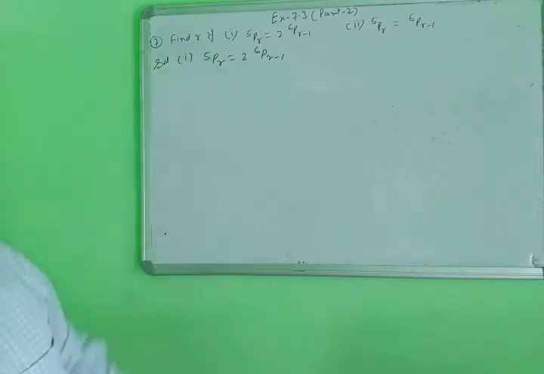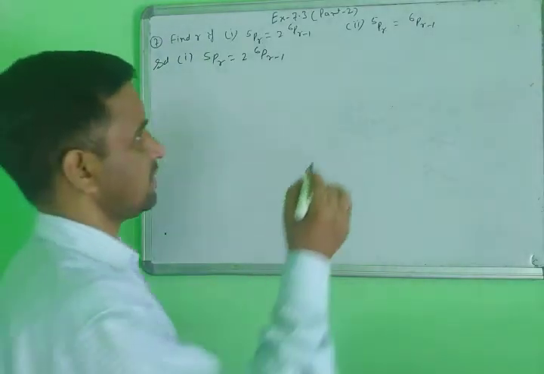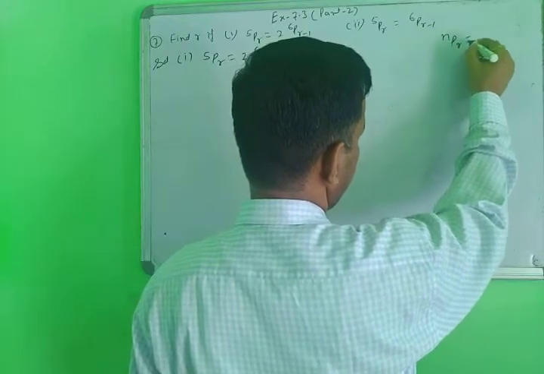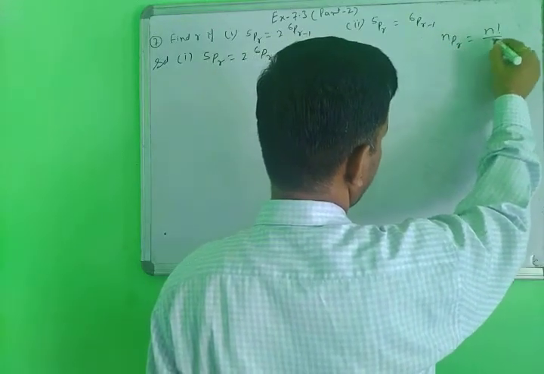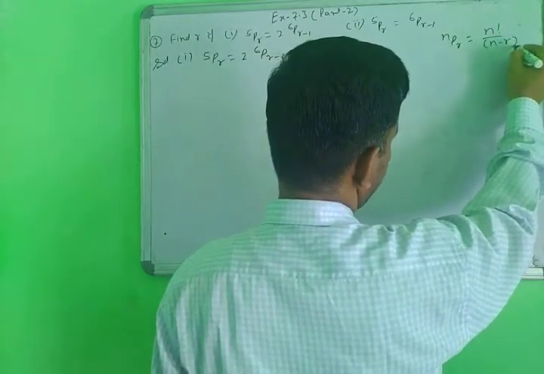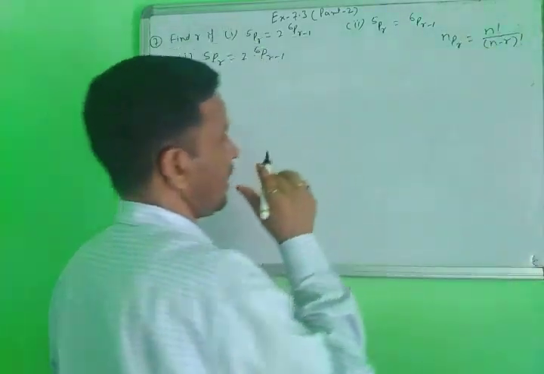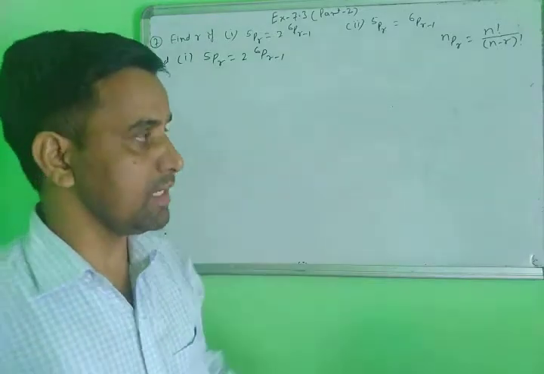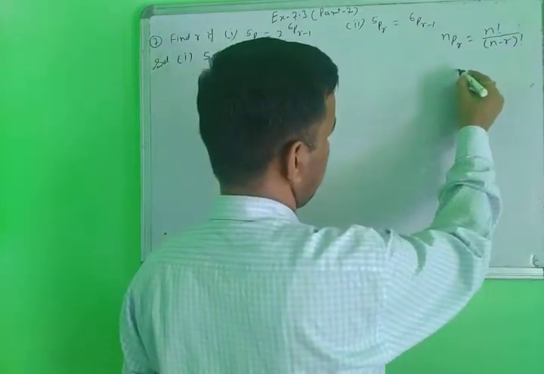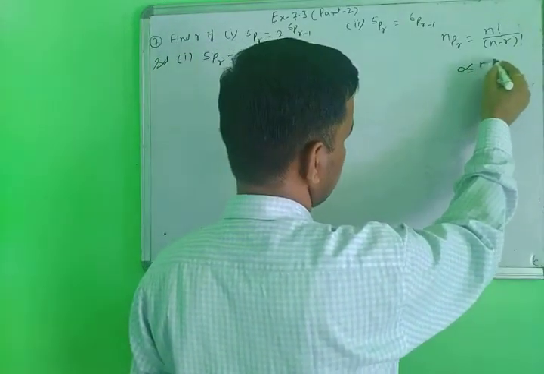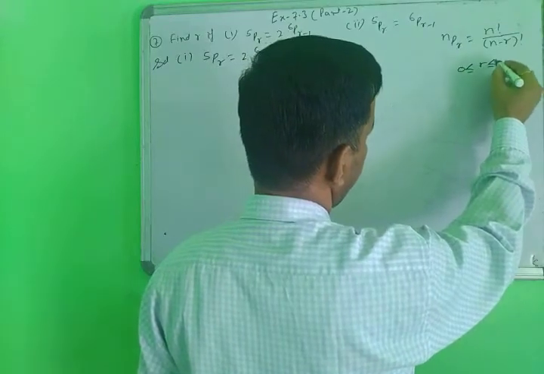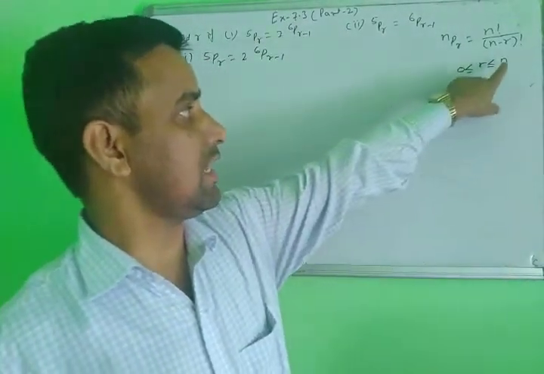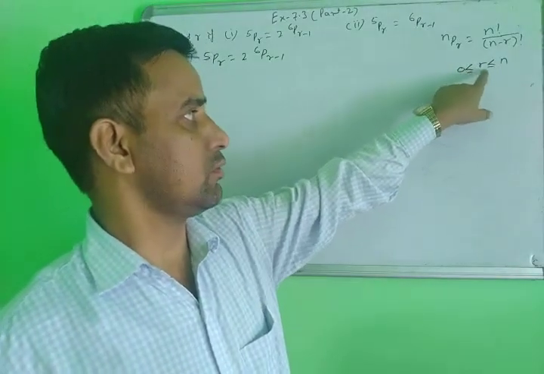What is the value of r here? The same things here, the same identity of permutation: nPr equal to factorial n upon factorial (n minus r). For the value of r, you know r is always greater than or equal to 0 and less than or equal to n. r is always less than or equal to n and greater than or equal to 0.